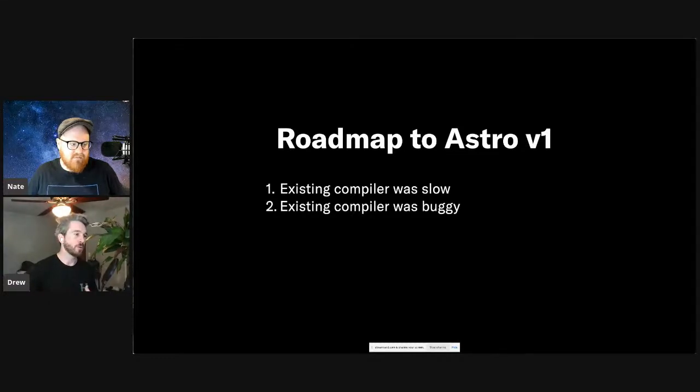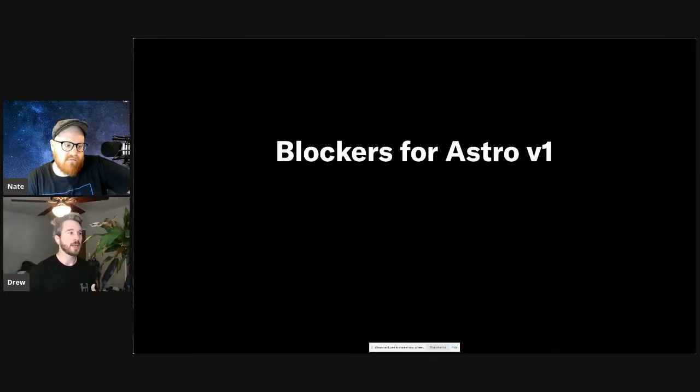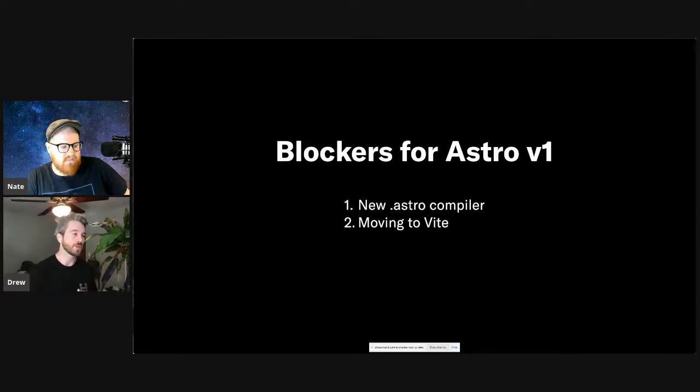The existing compiler we had was slow. It was buggy. Some of Snowpack's assumptions about how websites could work started limiting Astro. That all led us to come up with what we saw as our focuses. The last few weeks we've been focused on blockers limiting the future of Astro, limiting what we could build with this. We landed on two key things that would open up the future and release a really stable foundation: a new Astro compiler, and moving to Vite as our core engine.